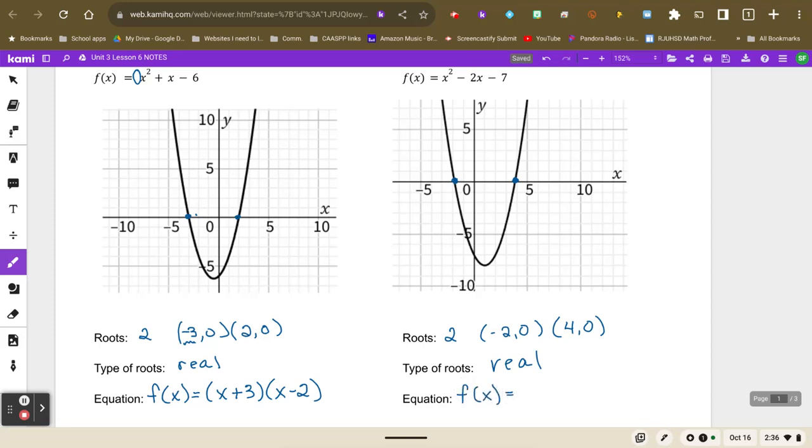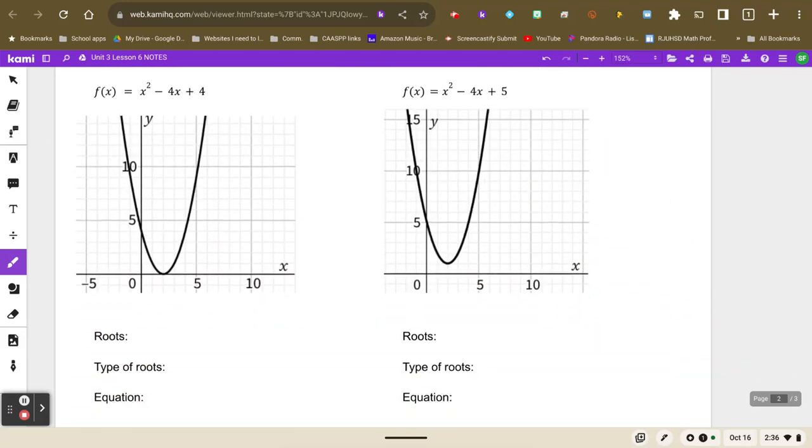There's nothing in front of the x squared, so we don't need to worry about that. X, instead of -2, we're going to add 2. And x, instead of +4, we're going to make it a -4. All right, so now let's look at the next ones.